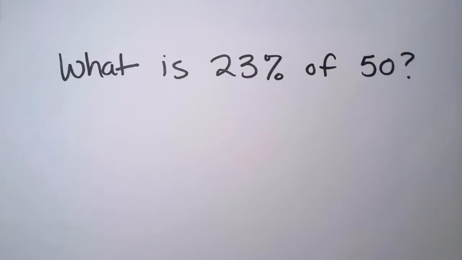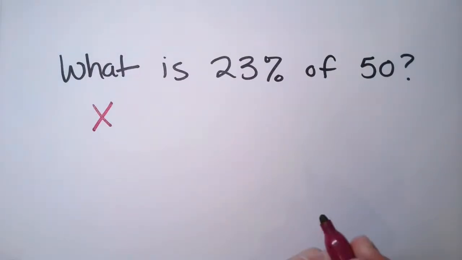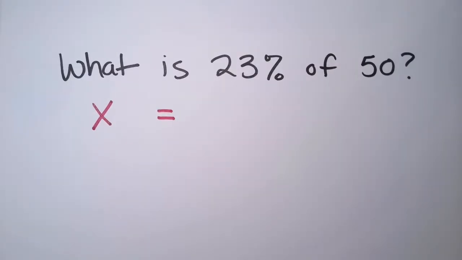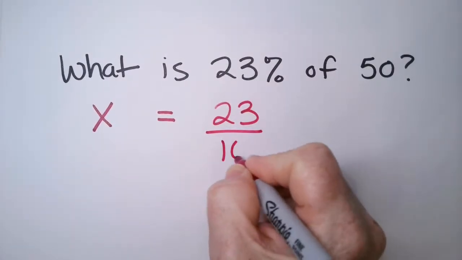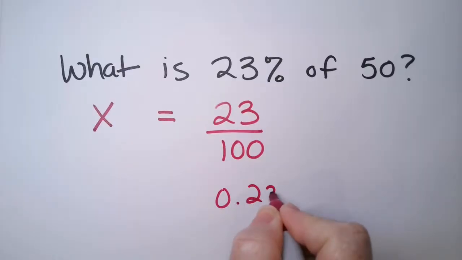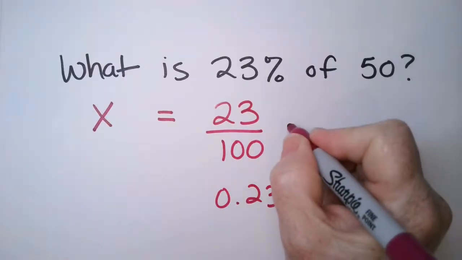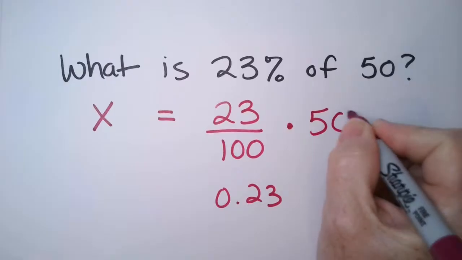How would you write 23% as a fraction or a decimal? Your choice. What do you want to write it as? Okay, 23%, 23 over 100. You could have also written 0.23, either one works. Of is multiply, and 50 is here.